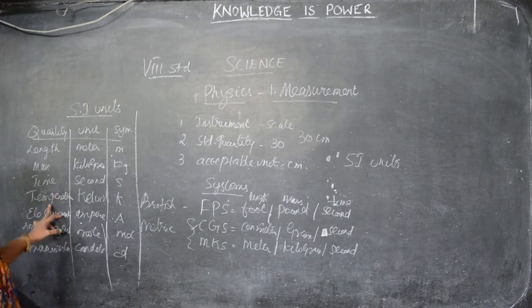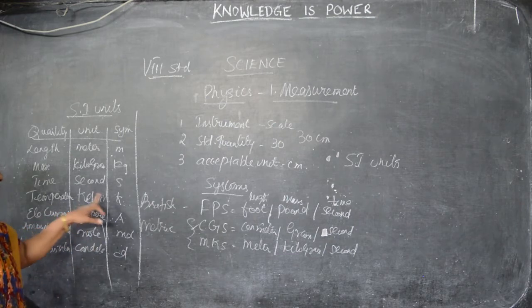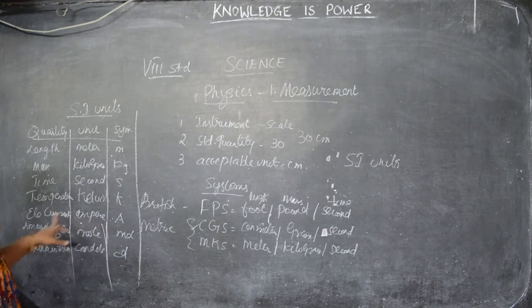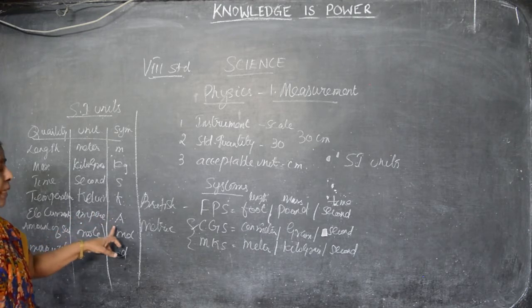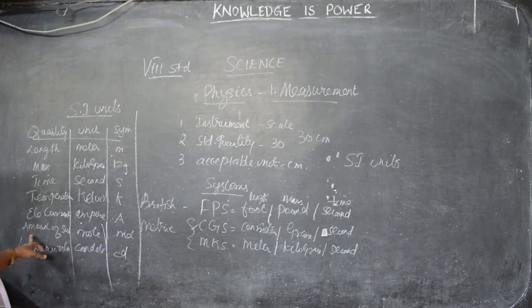Temperature, how hot or how cold the body is, the unit is Kelvin, symbol K. Electric current we find by using an instrument, the ammeter, the unit is ampere, and the symbol is A. Amount of substance, how much of a thing it is, we say mole, that is the unit, the symbol is MOL. And luminous intensity, that is how much light is present, the focus of light, is known as luminous intensity, candela, CD. Now, we will see everything in detail. Clear?